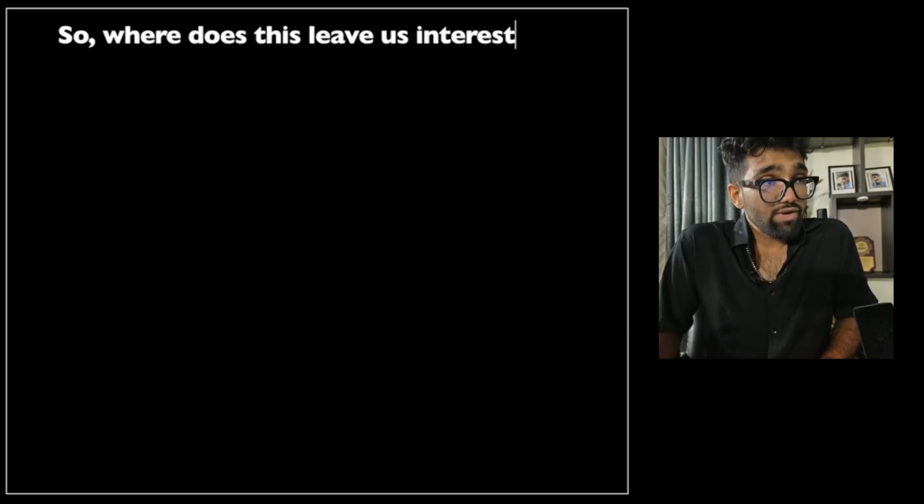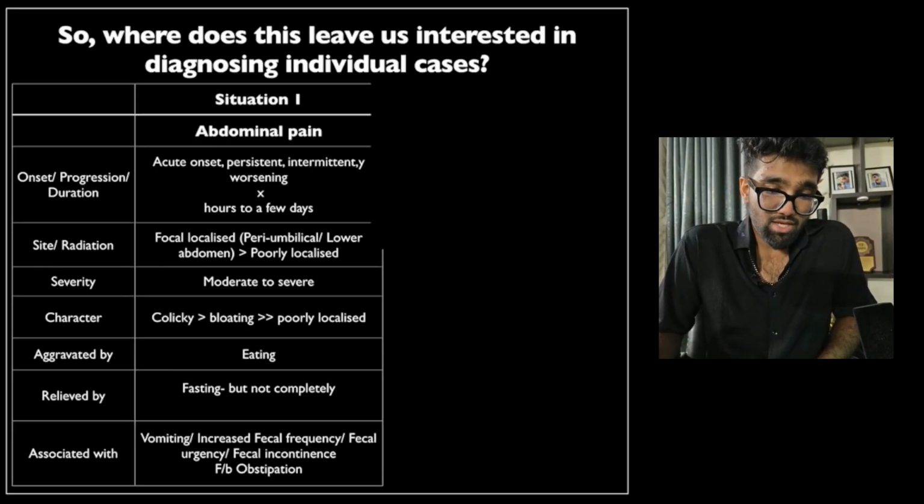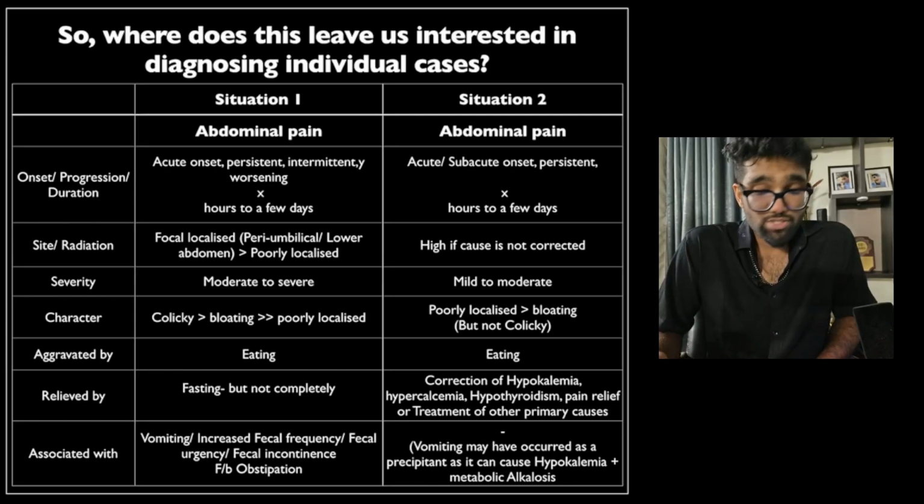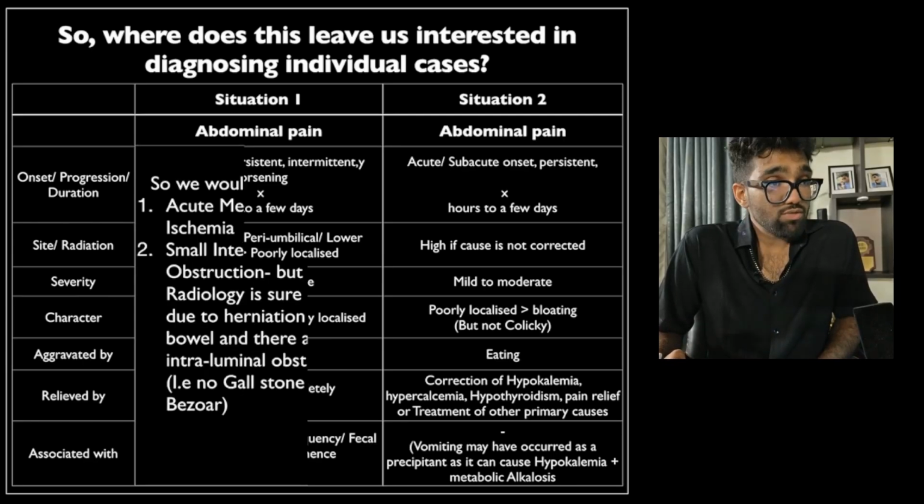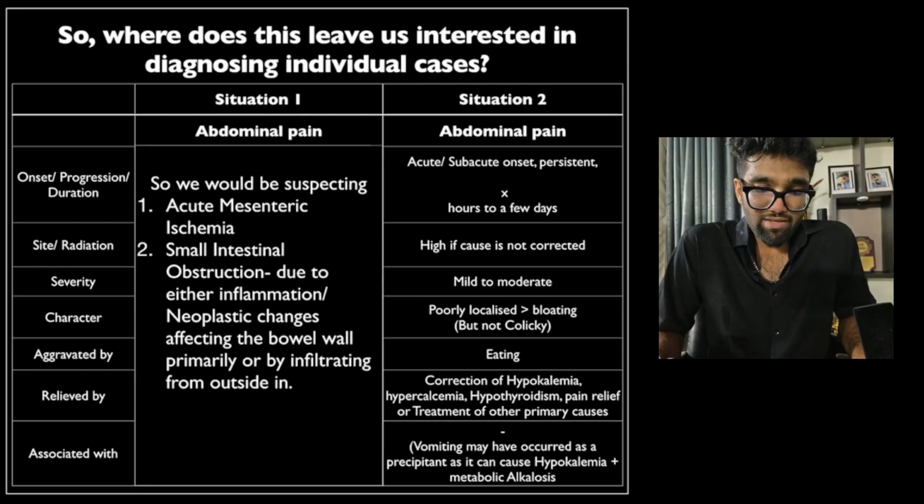So now, where does this leave people like me who are interested in diagnosing individual patients? Where does this leave us? So again, we've got our patients, our clinical situations, that is situation 1 and 2. Now, in case of situation 1, we knew that we needed imaging to differentiate between acute mesenteric ischemia and small intestinal obstruction, but there was nothing very, very specific.